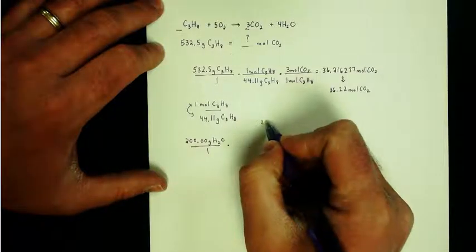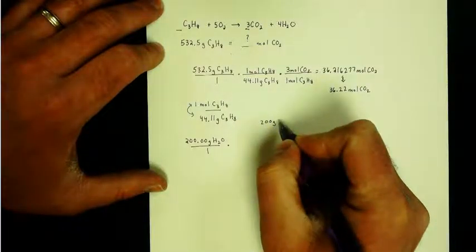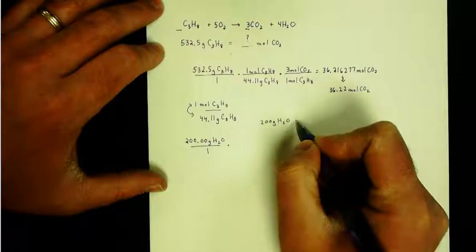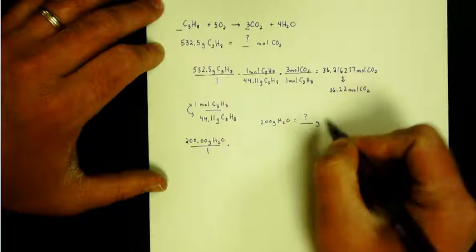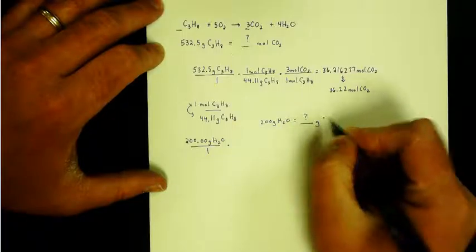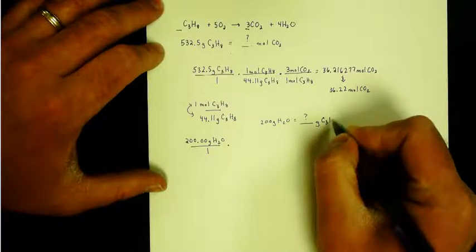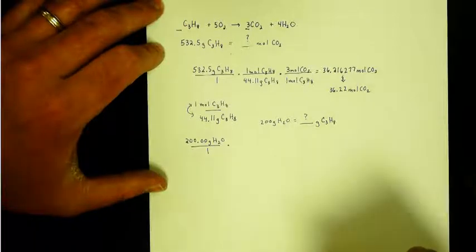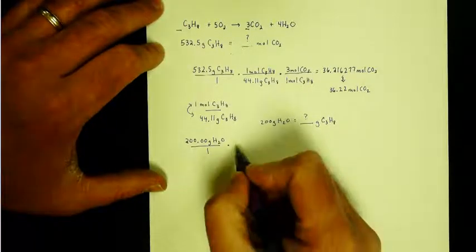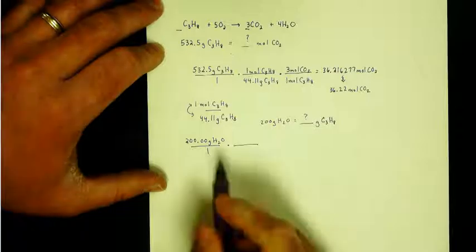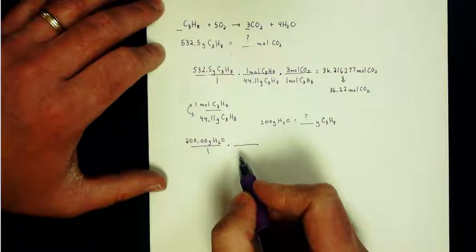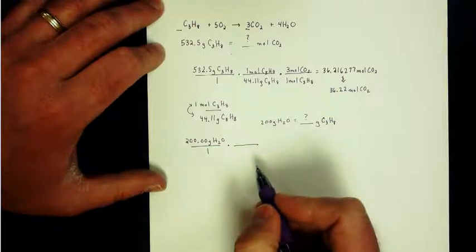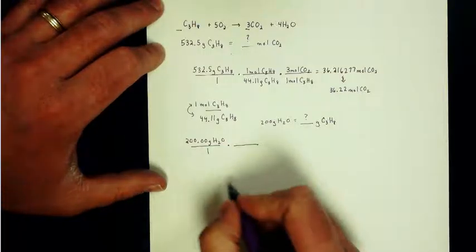So we want to go from 200 grams of water to how many grams of propane are we going to have to burn? Looking for grams of a reactant here. So we have it in grams. We want to get it to moles for our conversion. So we take our grams and we're going to use our molar mass for water.